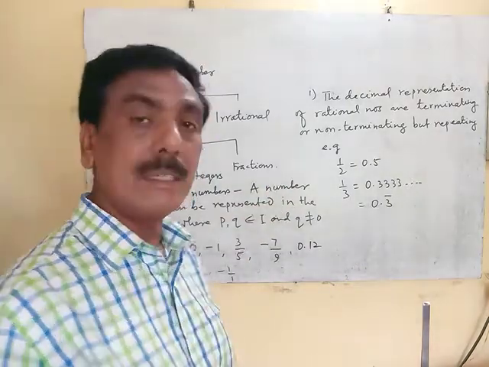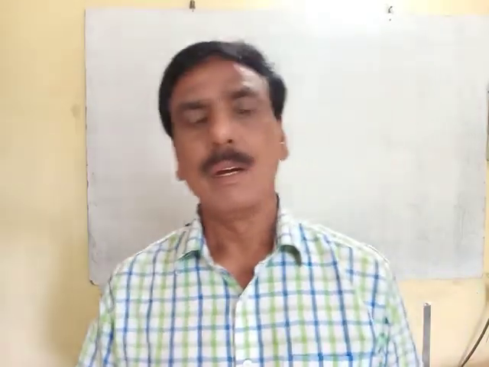Now irrational numbers. What are irrational numbers? Irrational numbers are those numbers which cannot be represented in the form p by q. This is one way. The second is that the decimal representation of an irrational number is never terminating and never repeating. I am explaining it here on the board.